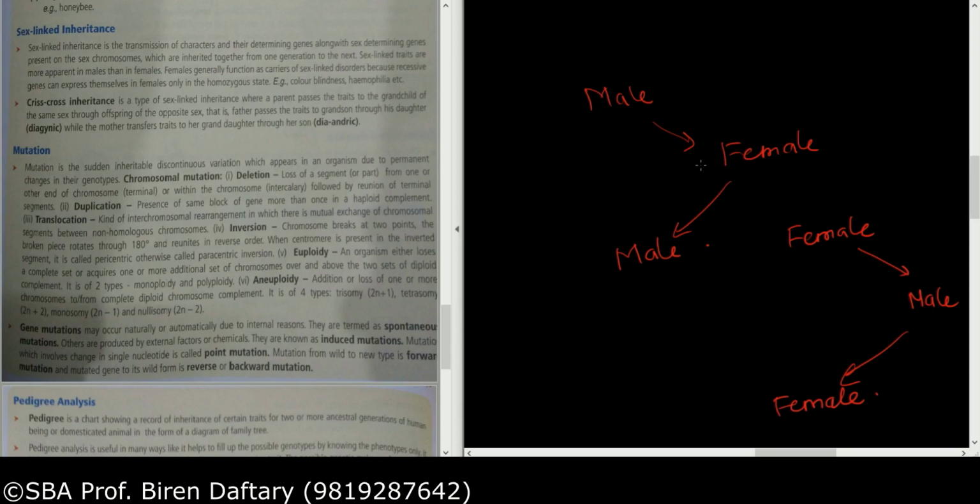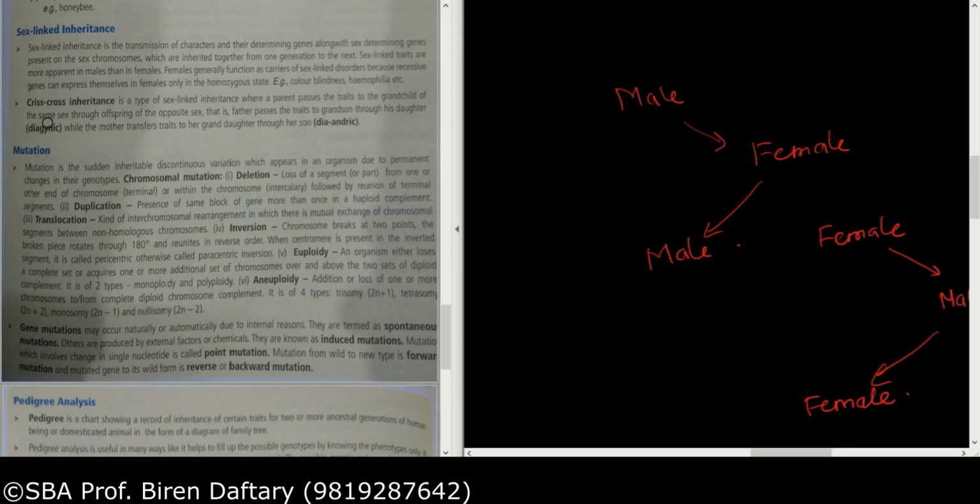Y-linked genes do not show crisscross because a male will always transfer it to his son, and so on. So that is not crisscross. Now there are two terms which are given over here. If you see, the terms given are diagynic, and there is something called diandric.